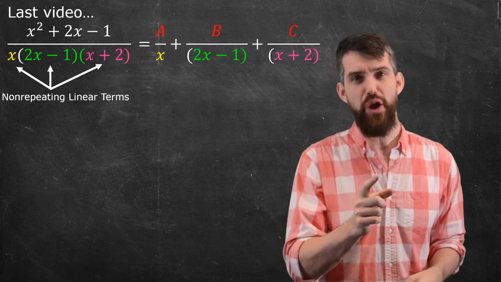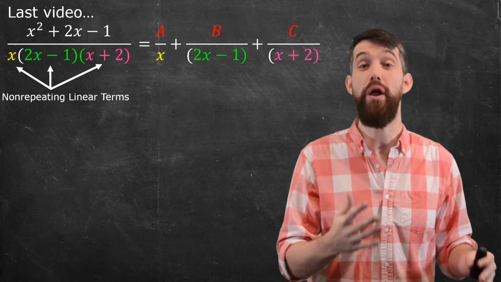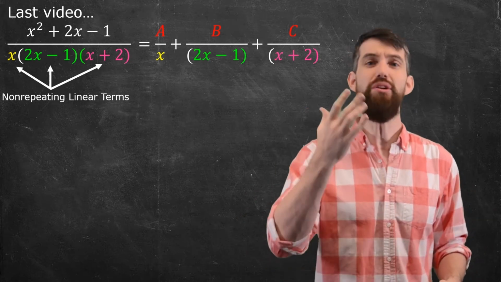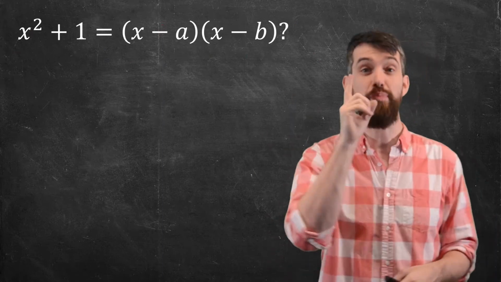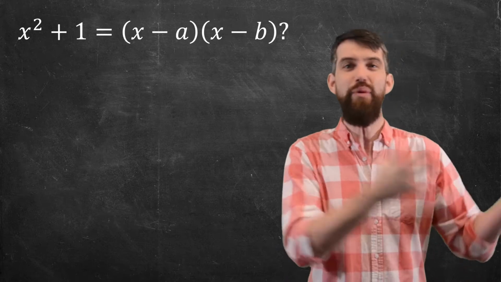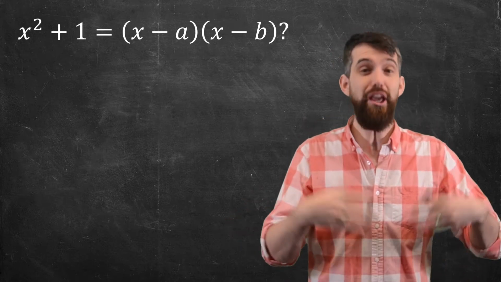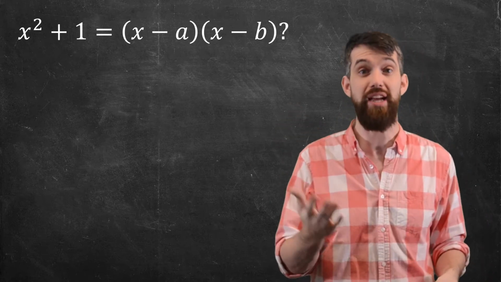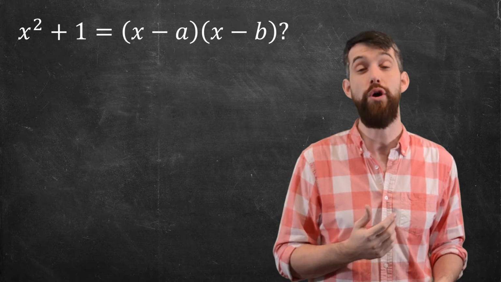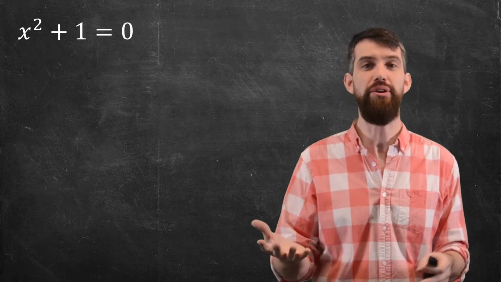But in this video, we want to talk about what happens if it repeats, and what happens if there's a term that is non-linear. For example, consider this quadratic term. Imagine this was in the denominator, something like x squared plus 1. And the question is, can we factor that as a product of two linear terms? Well, if we could, then the a and the b here would be 0. So I'm interested in studying what the zeros of a quadratic like this are. However, there are no real zeros of this.